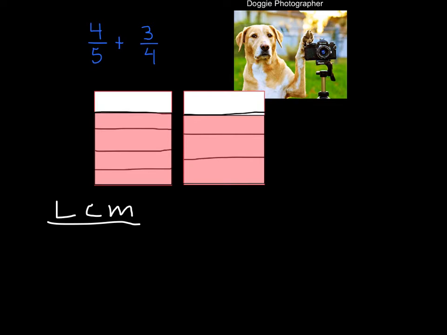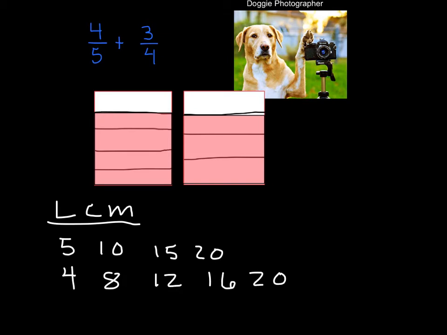And here we go. I'm going to write the 5 first, and I'll write that right here. And then I'm going to write the 4 and put that right here. So I'm finding my multiples. First I'm going to count by 5s, and that's easy: 5, 10, 15, and 20. And then I'm going to count by 4s, and I'll just go 4, 8, 12, 16, and 20.